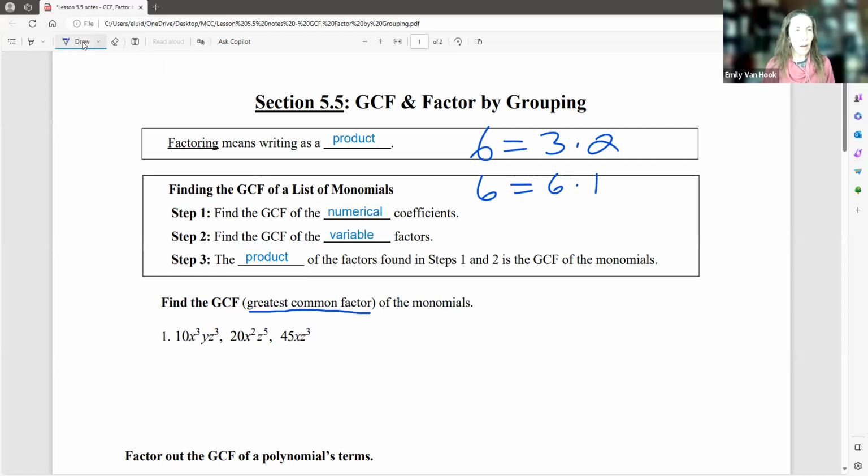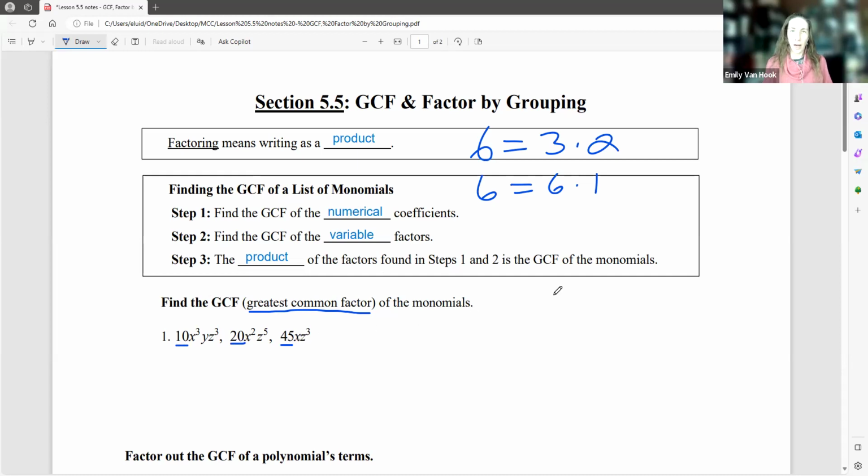So we have a list of 3 monomials. We have 10x to the third, y, z to the third. That's our first term or first monomial. Then we have 20x squared, z to the fifth. And then our third one is 45x, z to the third. So to find the GCF of all of those terms, we're first going to look at the numerical coefficients, the numbers. So let's look at the 10 and the 20 and the 45.